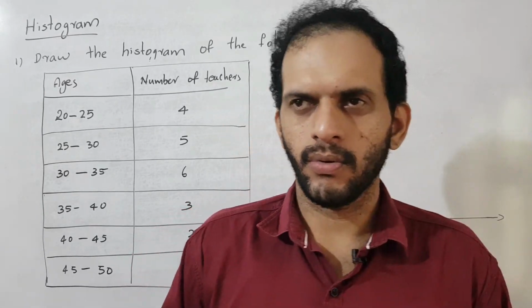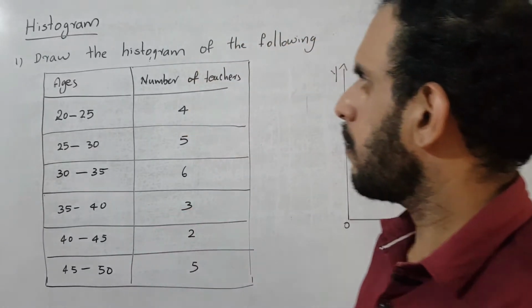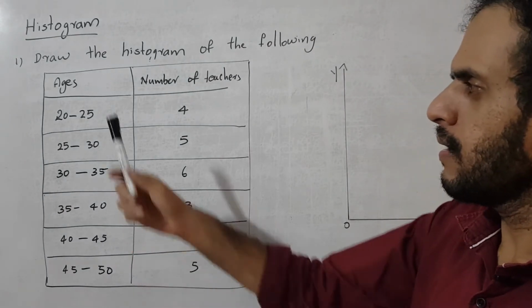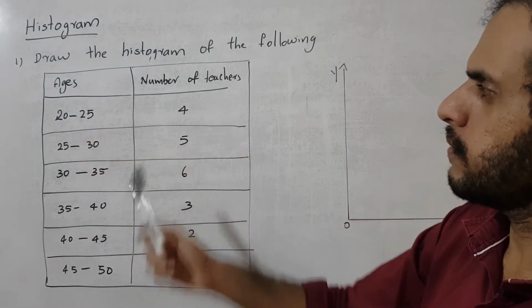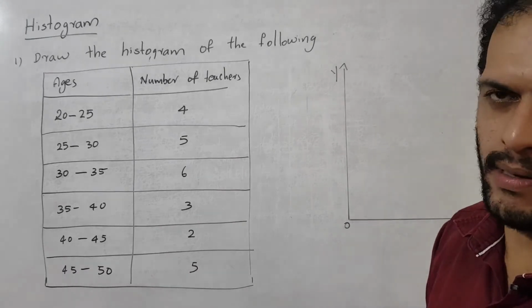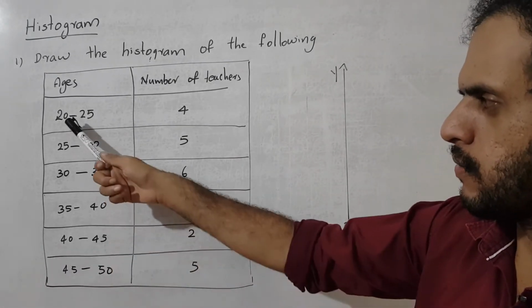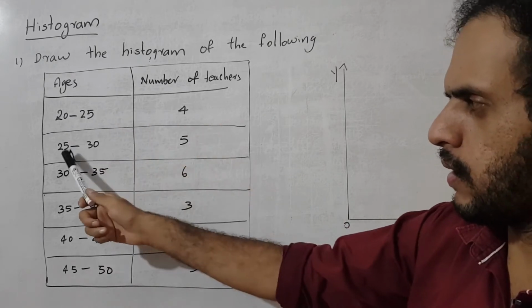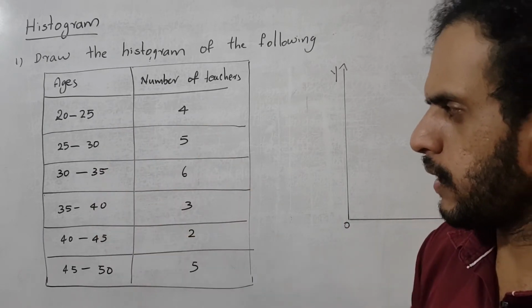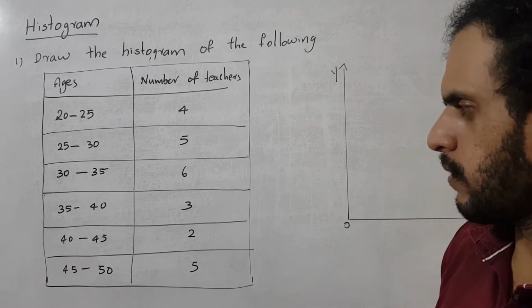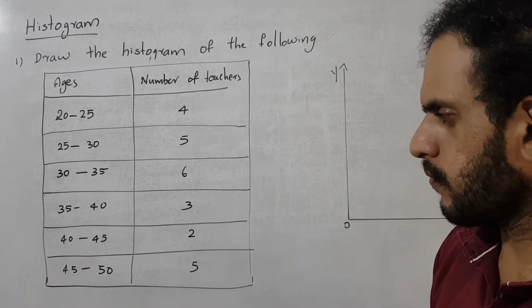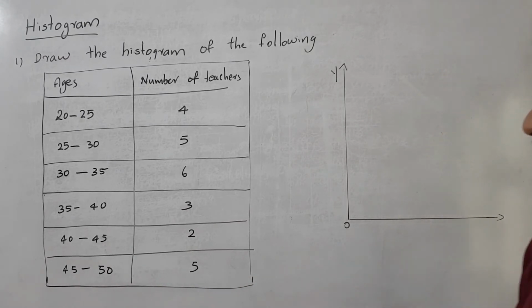Okay. Then the question is like this: draw the histogram of the following. Here the ages of teachers are given, the teachers in a school. The ages are like this: 20 to 25, 4; 25 to 30, 6; 30 to 35, 6; 35 to 40, 4; 40 to 45, 2; 45 to 55.